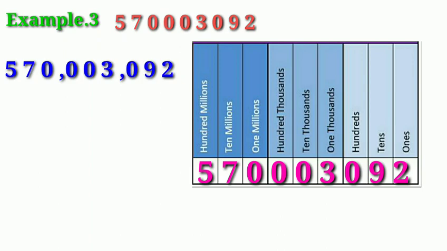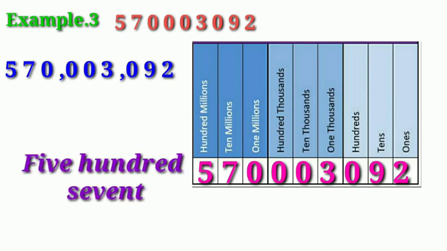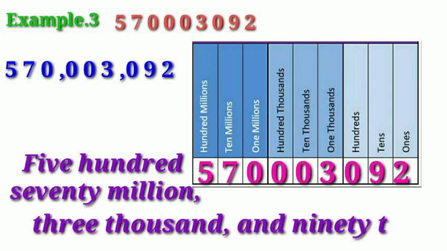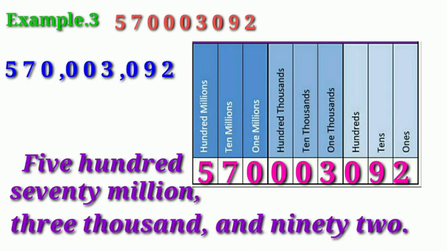Okay. First you take millions. 570 million, thousands 3000, and 92. Okay. Come on, say all together. 570 million, 3000, and 92. Once again I am repeating. 570 million, 3092. This is the number name.